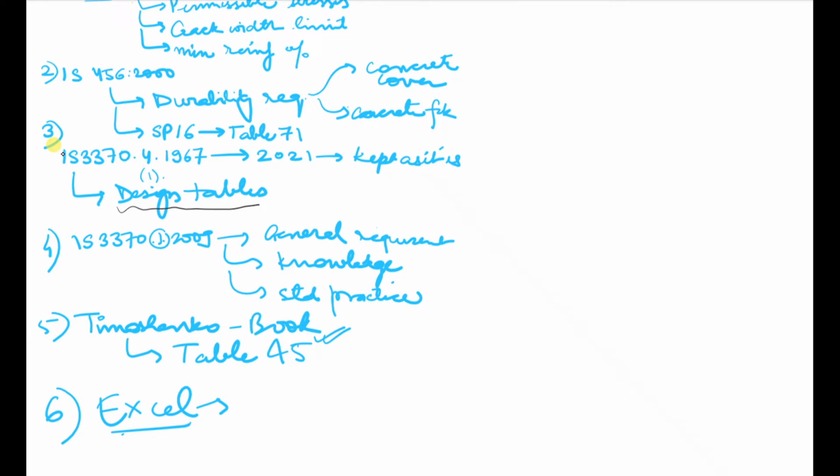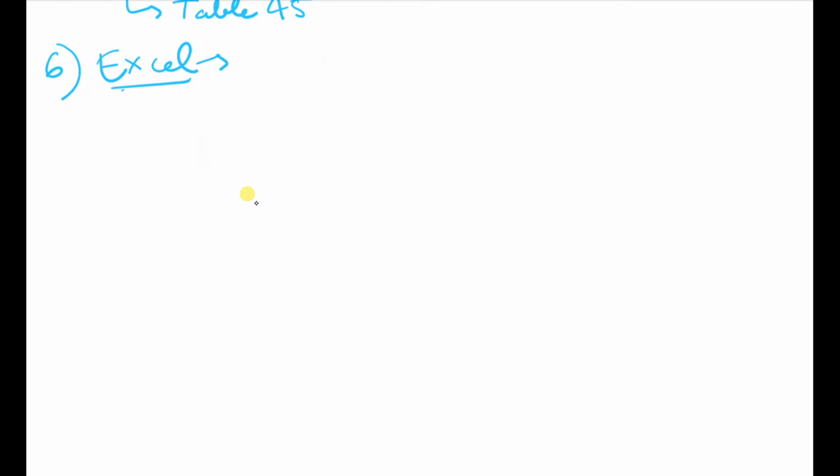Okay, and let's continue with how this IS 3370 Part 4 works, what is given, what these design tables are. Let's see this first.